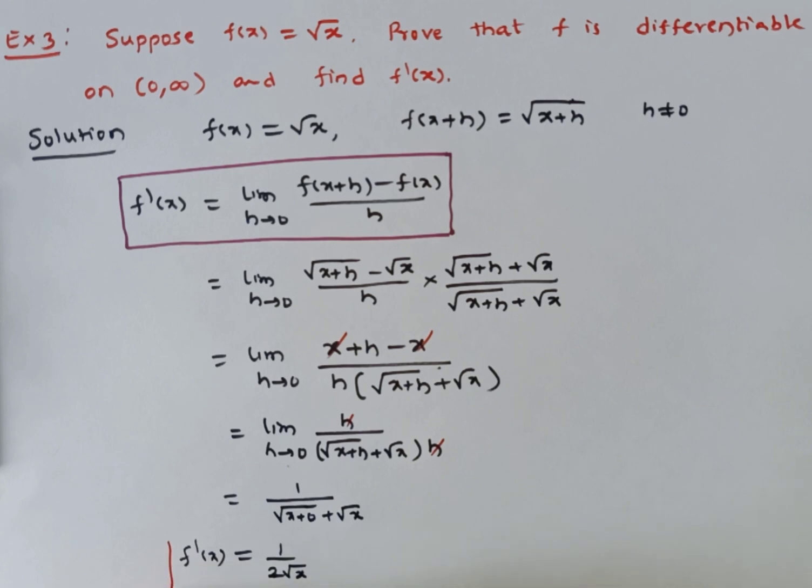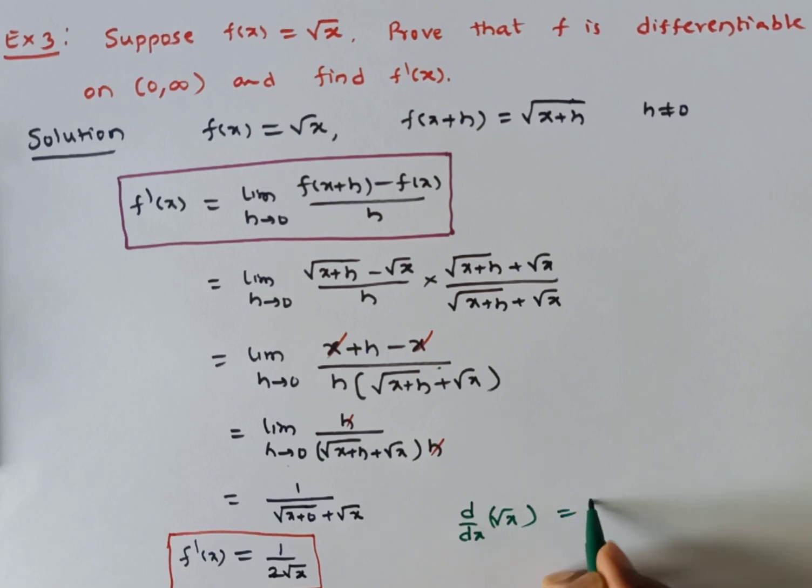So you can remember the derivative of root x, when x is greater than 0, is 1 by 2 root x. Or you can write it as dy by dx of root x is nothing but 1 by 2 root x.